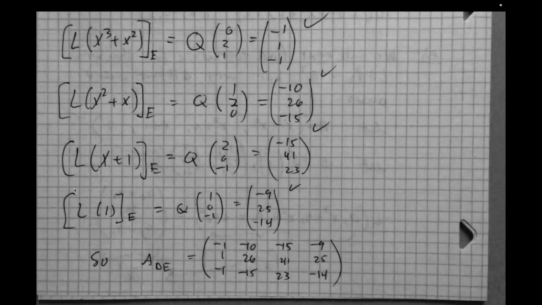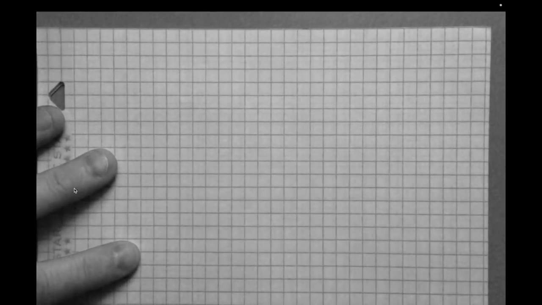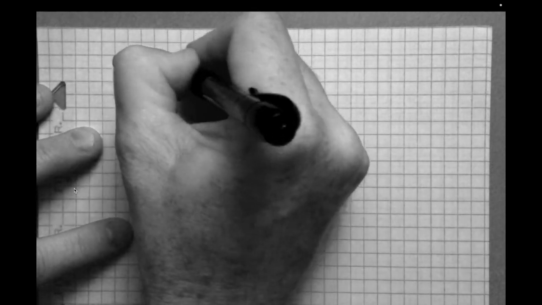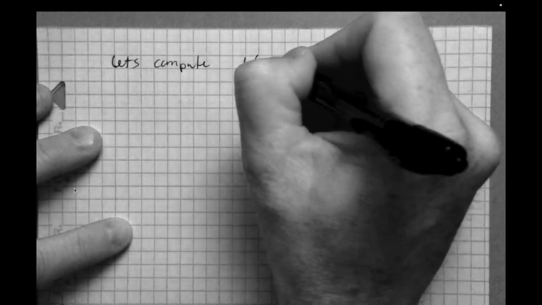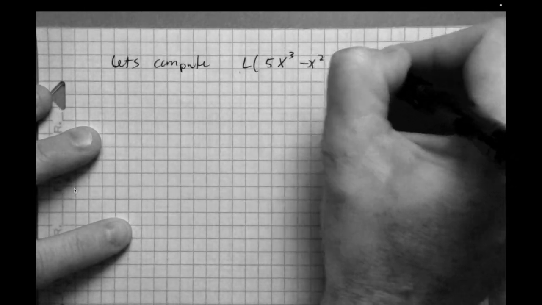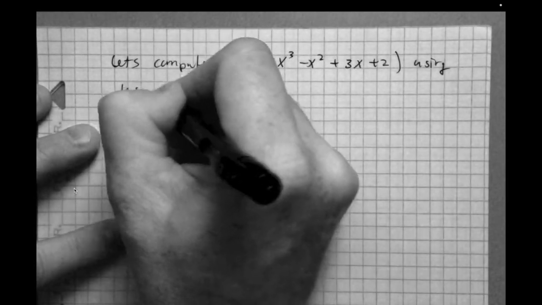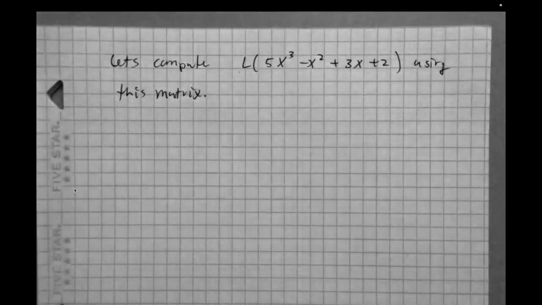Okay, so that's that. Now, what we should be able to do then is use this matrix to calculate the effect of the linear transformation on that same polynomial that we used in the previous example. Okay, so let's compute L of, again, same polynomial, 5x cubed minus x squared plus 3x plus 2, using this matrix. Okay.